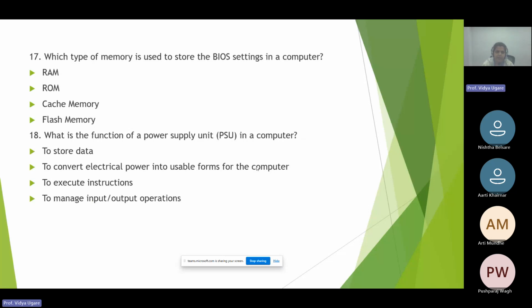Which type of memory is used to store the BIOS setting in a computer?